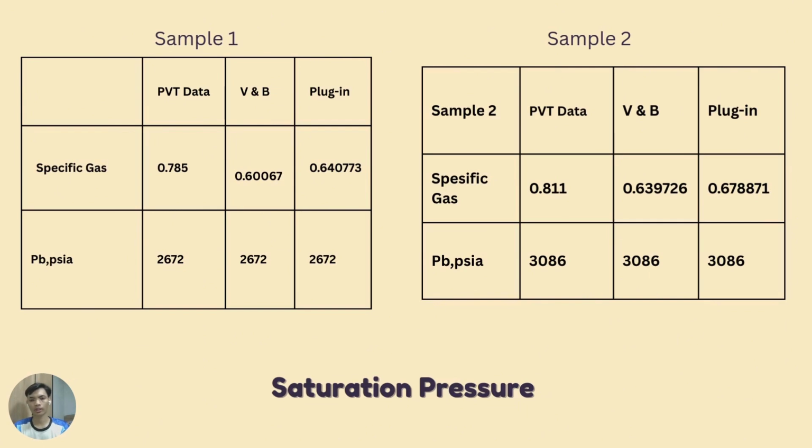PVT data, best case embed, which is correlation, and also plug-in. For sample one, from the PVT data, we got 2,672 psia, which is the data given in the report. And the specific gas gravity at that particular pressure is 0.785.